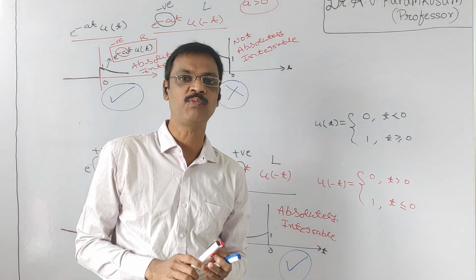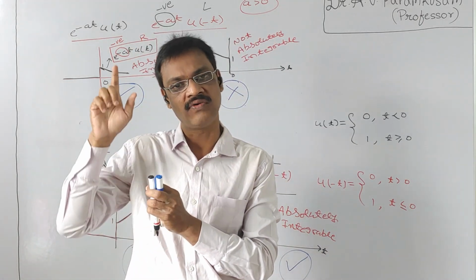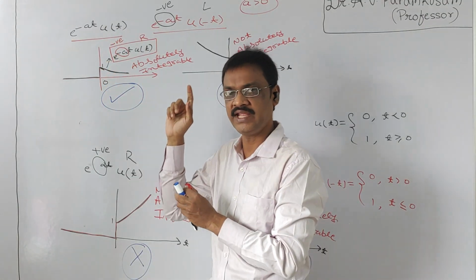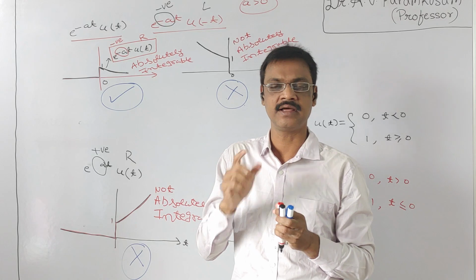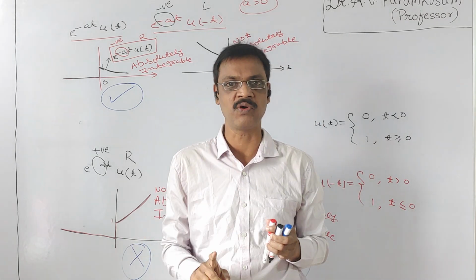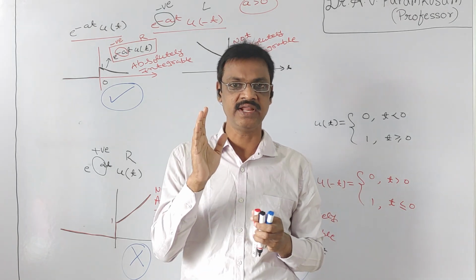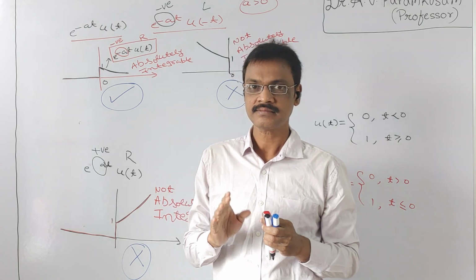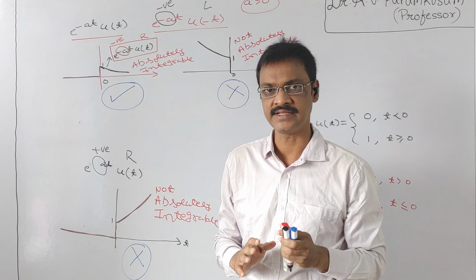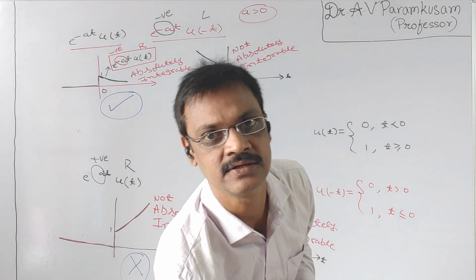So you keep these two points in your mind. For right-sided signals, if the coefficient of t in the exponential term is negative, the Fourier transform exists. Otherwise, the Fourier transform does not exist. The second point is that for a left-sided signal, if the coefficient of t is positive, then the Fourier transform exists. Otherwise, it does not exist. Now we come to the region of convergence after having this knowledge.